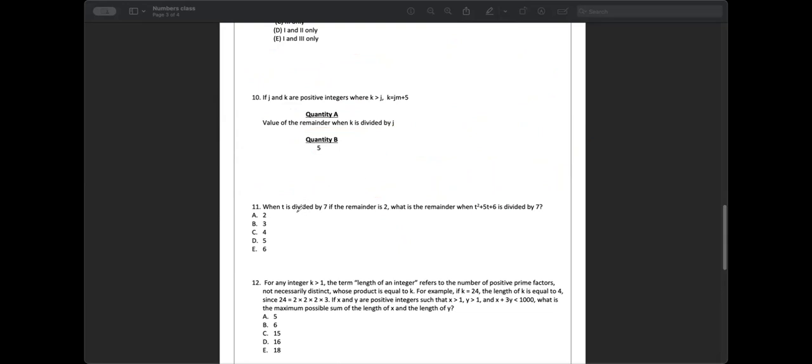All right. T is divided by 7. Remainder is 2. So T is equal to 7 into some integer plus 2. Whatever it is. What's the remainder when t square plus 5t plus 6 is divided by 7? t square, 5t, and 6. So t square is what? t into t. We can multiply the individual remainders. So when t square is divided by 7, the remainder would be 4.